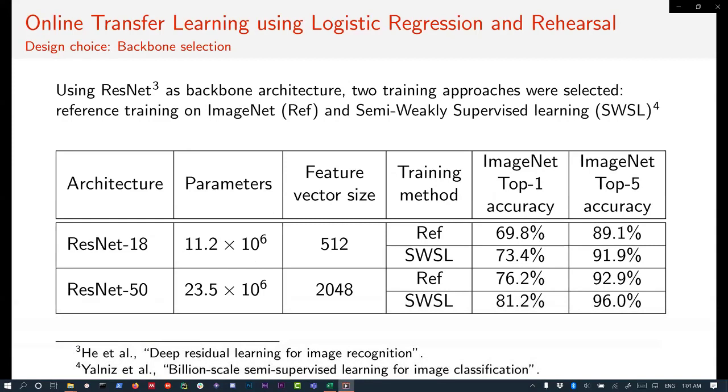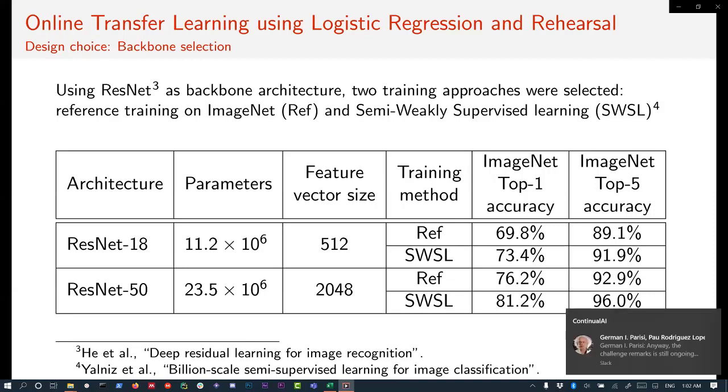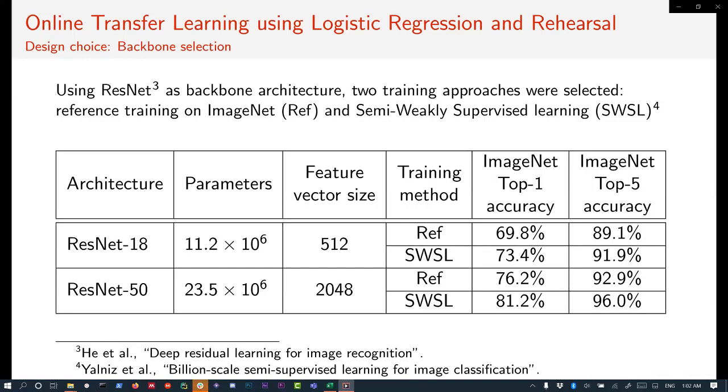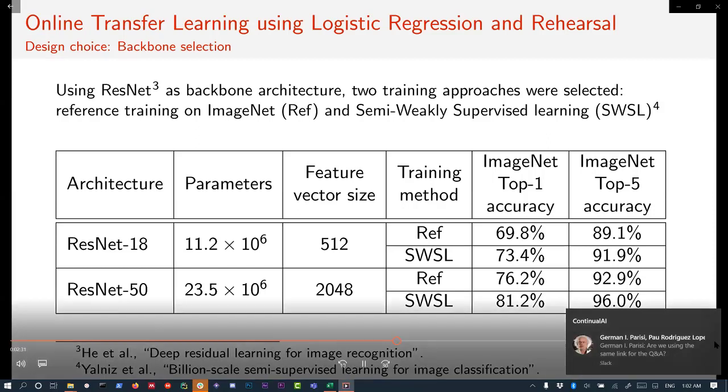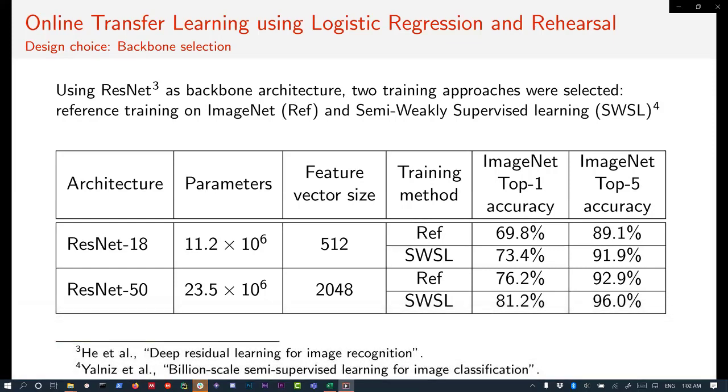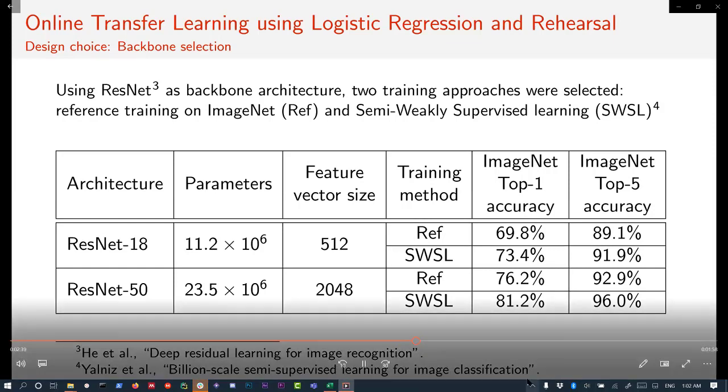The first design choice of our solution is the selection of the backbone neural network. It is the most important choice because it will mostly define both the accuracy and the complexity of our solution. We chose ResNet for the architecture and selected two training procedures among the ones we studied: the reference training procedure using ImageNet dataset and the semi-weakly supervised learning procedure proposed by Facebook AI. This novel training procedure allows a notable increase of the accuracy without any modification of the architecture.